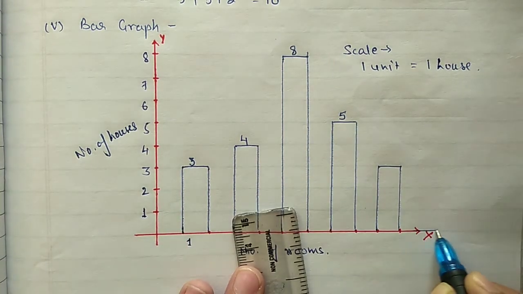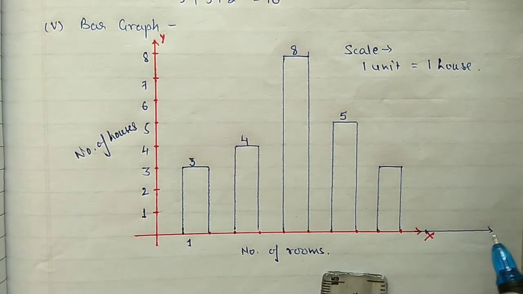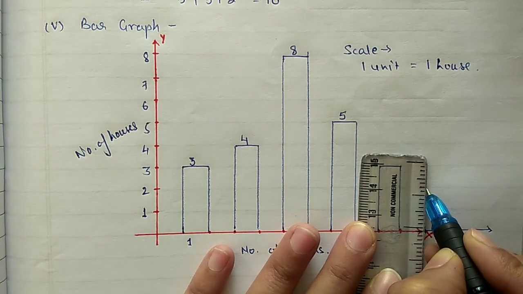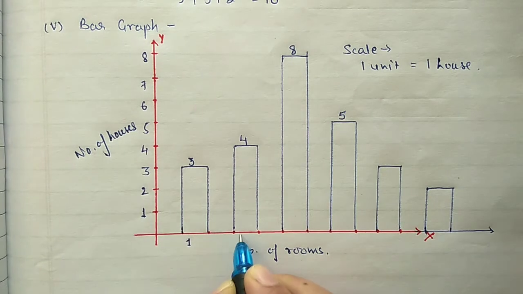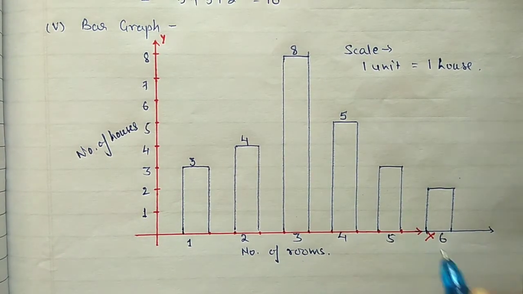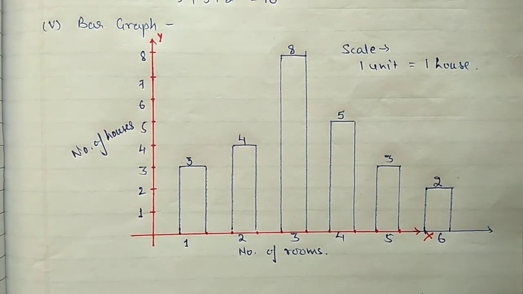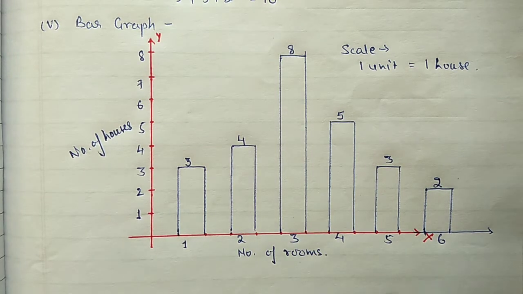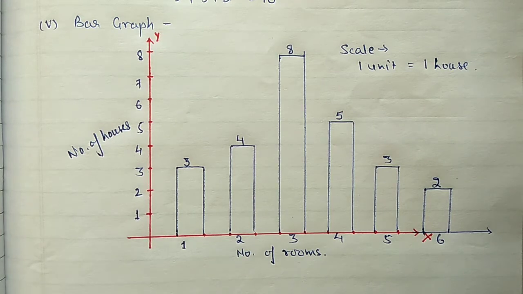And then we have to extend it. Then last 6 rooms are having 2 houses. This is for 2 rooms, 3 rooms, 4 rooms, 5 rooms and 6 rooms. Here it is 3 and this is 2. You can color your graph, you can shade your graph like this. This is the bar graph representation for this data.